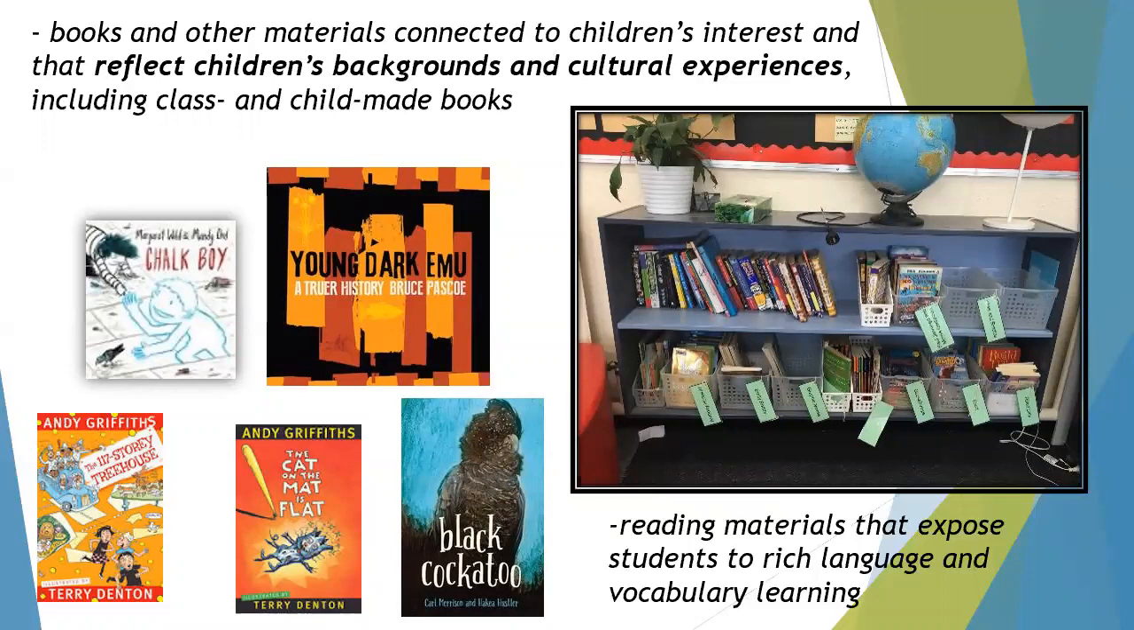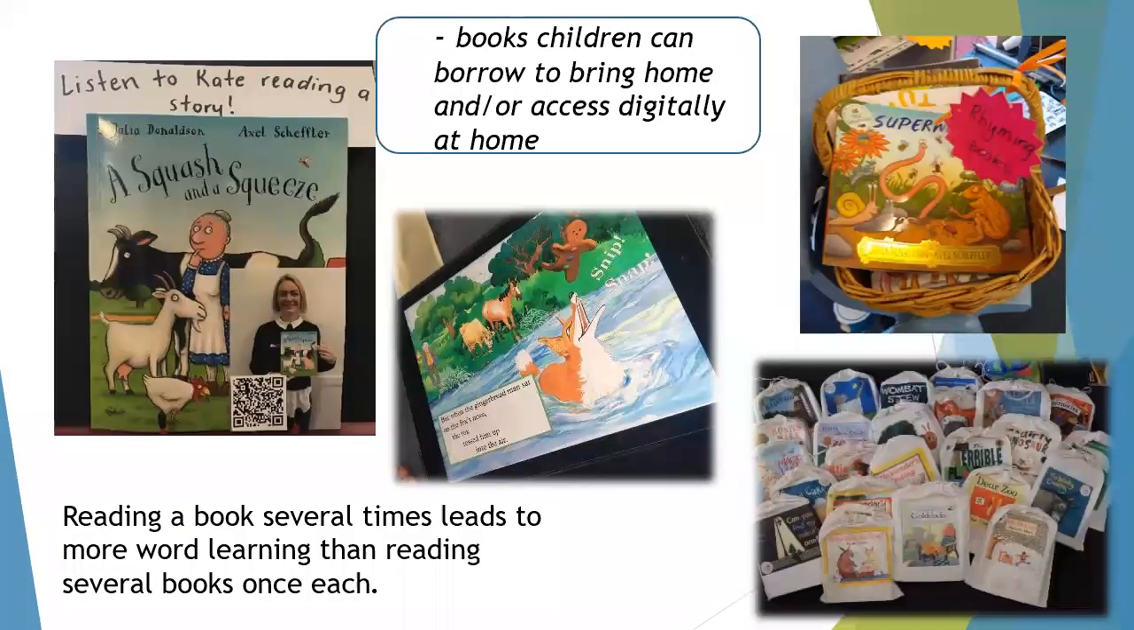You can see an image here of a classroom where the books have been organised according to children's interests. Those green labels have actually been determined by the children when they've been to the library and come back and labelled the boxes of books that they can choose from in their own classroom. The practices remind us that we need to have books that children can borrow to bring home or access digitally. Never has there been a more important time than right now to consider that.